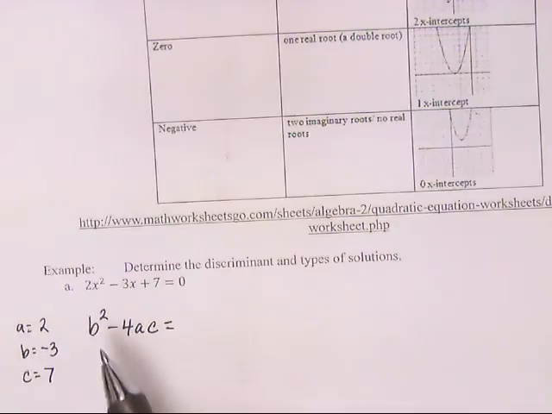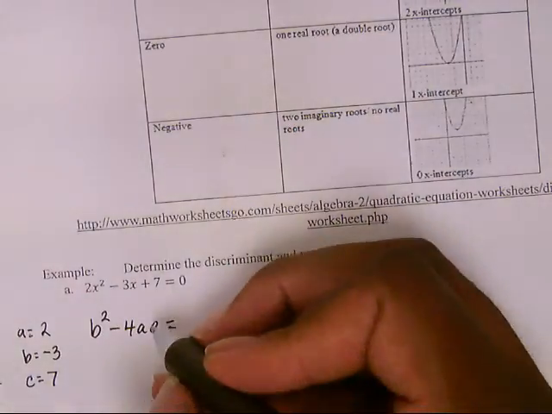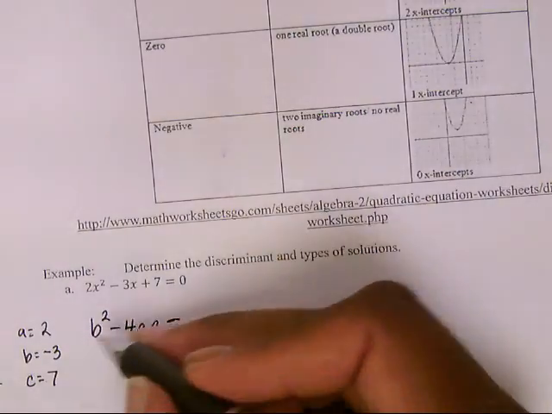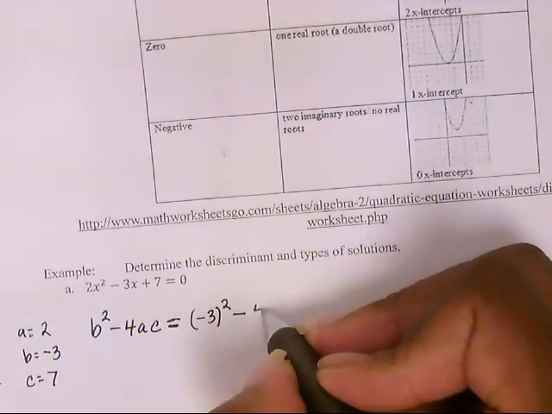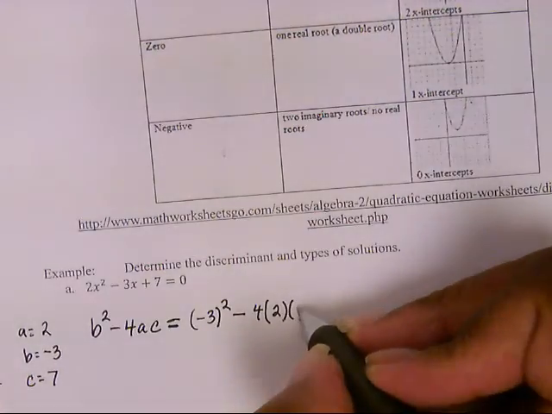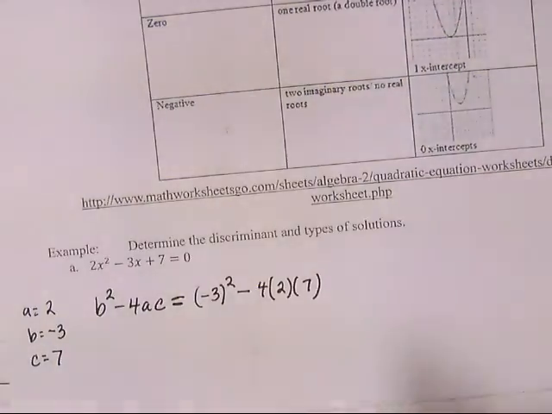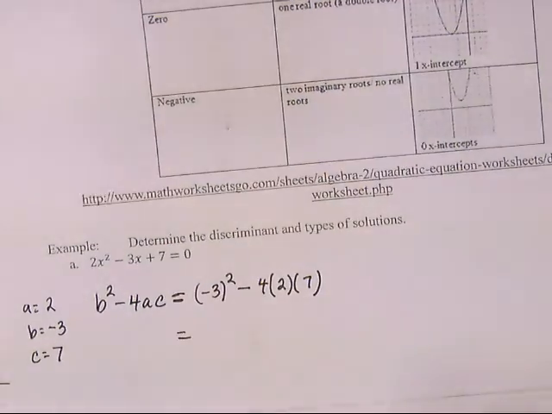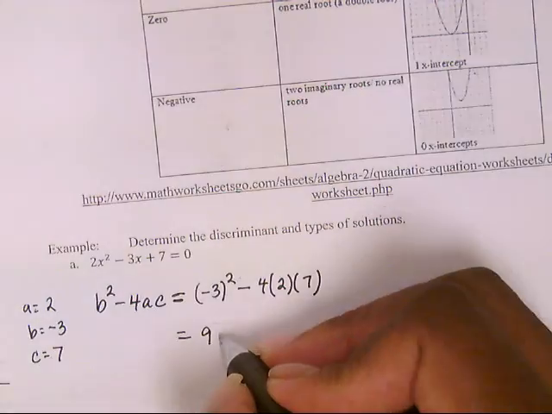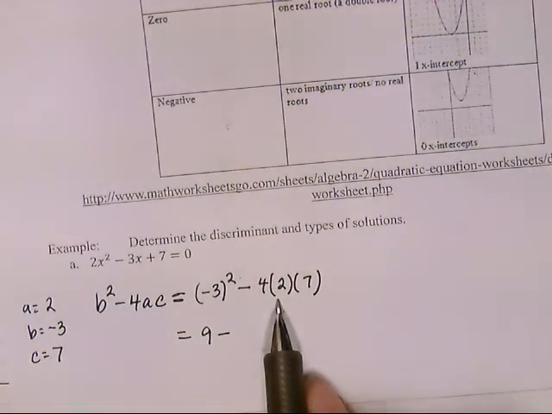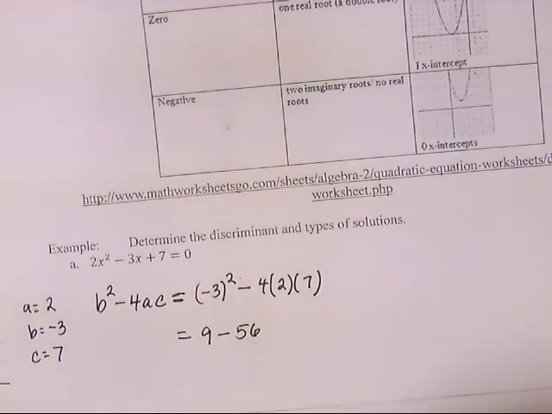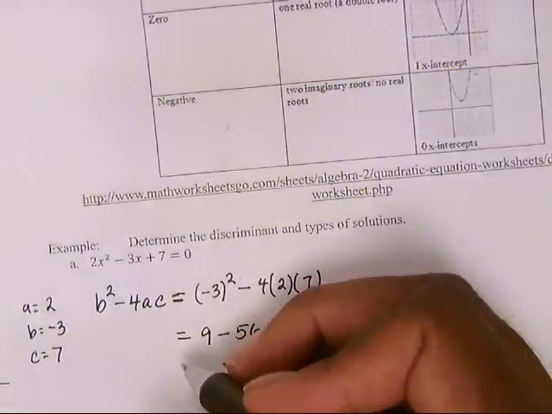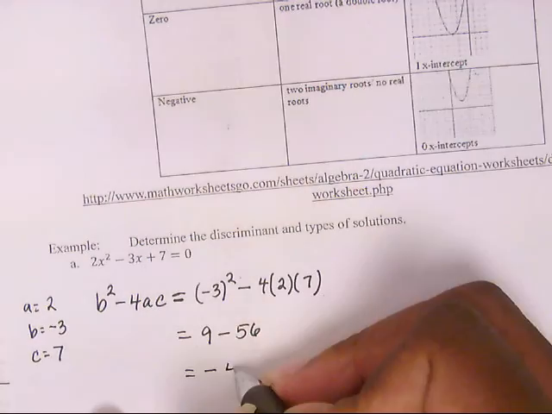So we're going to substitute that in this b squared minus 4ac, which is your discriminant expression. So here b is negative 3, and that's going to be squared, minus 4 times a is 2, c is 7. Now in this case here, negative 3 squared will be 9. Minus 4 times 2, that's going to be 8. 8 times 7 would be 56. Now if I do 9 minus 56, that's going to give me a negative 47.